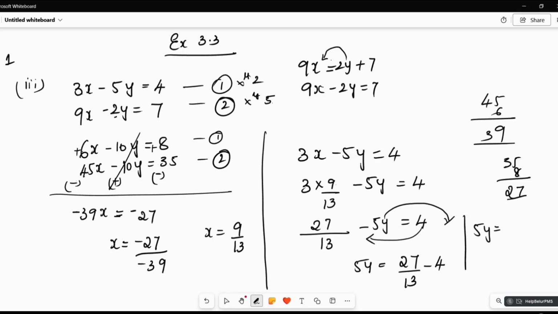5y is equal to 52 minus 12. So y will be equal to minus 5 by 13. Okay, simplify this, you will get the answer. So y will be equal to minus 5 by 13.